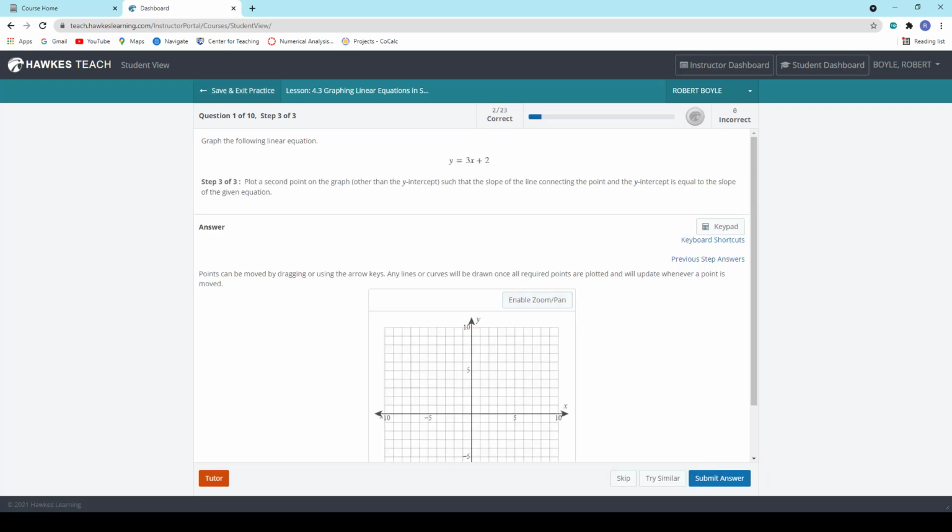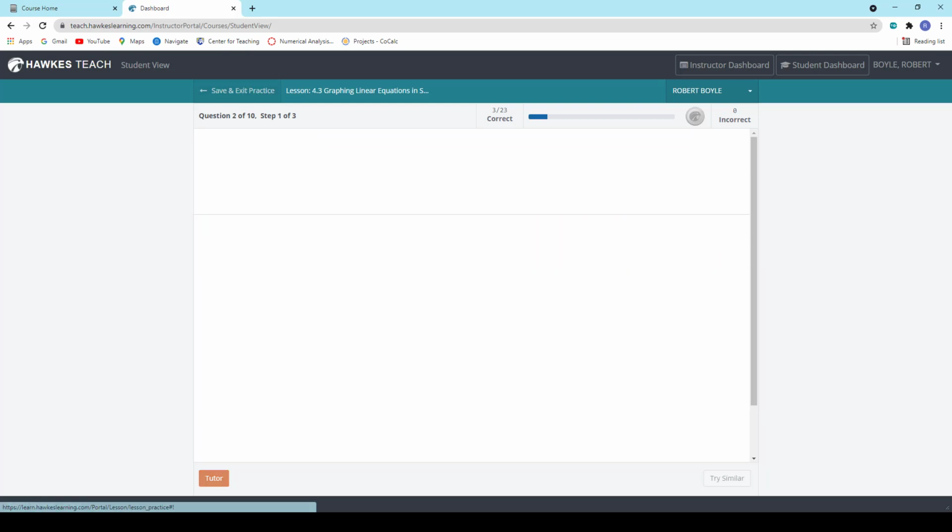And now we need to plot a second point other than the y-intercept so that we can get our graph. So there's a couple things we can do. We can substitute 1 in for x, and you'll have 3 times 1, which is 3, plus 2, which is 5. Or what we can do is, we know our y-intercept was here. We can go up 3, 1, 2, 3, and go over 1. A rise of 3 and a run of 1. Rise 3, 1, 2, 3, run 1, right there. And plot that point. And then submit our answer, and we are correct.